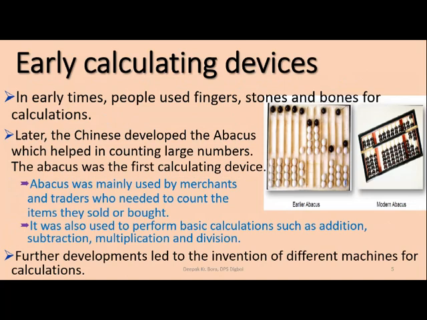Early calculating devices. In early times, people used fingers, stones, and bones for calculation. Later, the Chinese developed the abacus, which helped in counting large numbers. The abacus was the first calculating device. Abacus was mainly used by merchants and traders who needed to count the items they sold abroad. It was also used to perform basic calculations such as addition, subtraction, multiplication, and division. Further developments led to the invention of different machines for calculation.